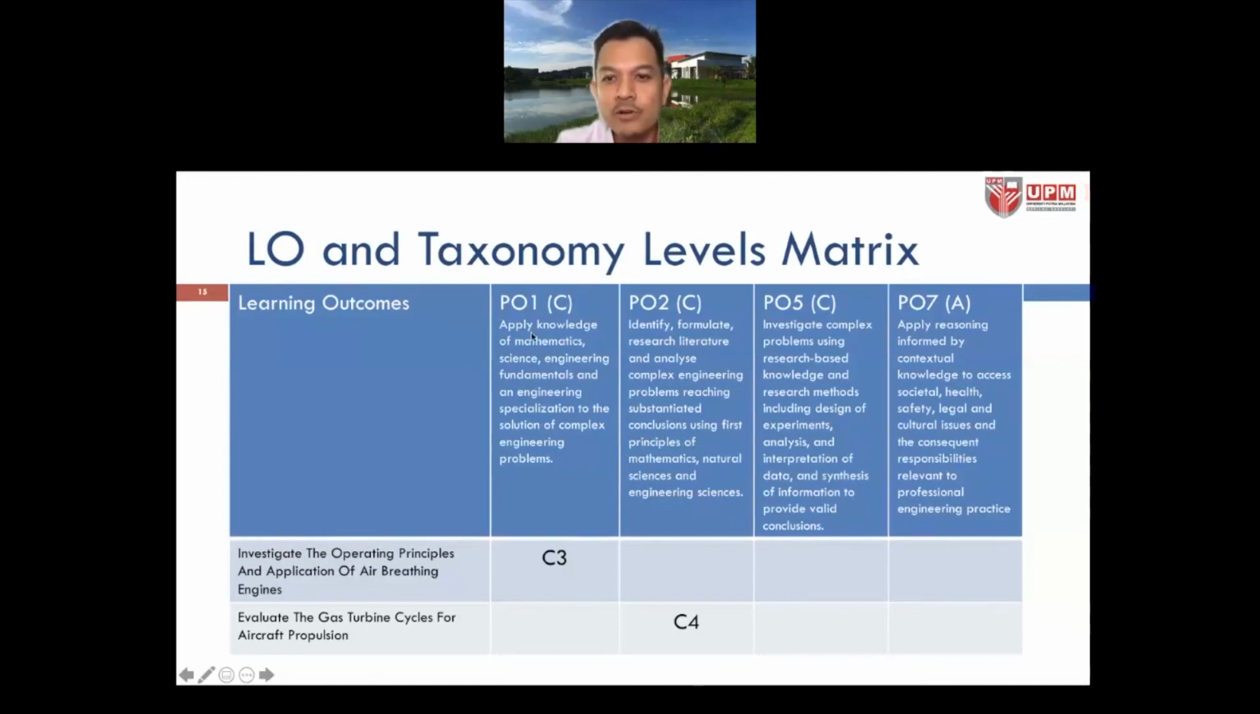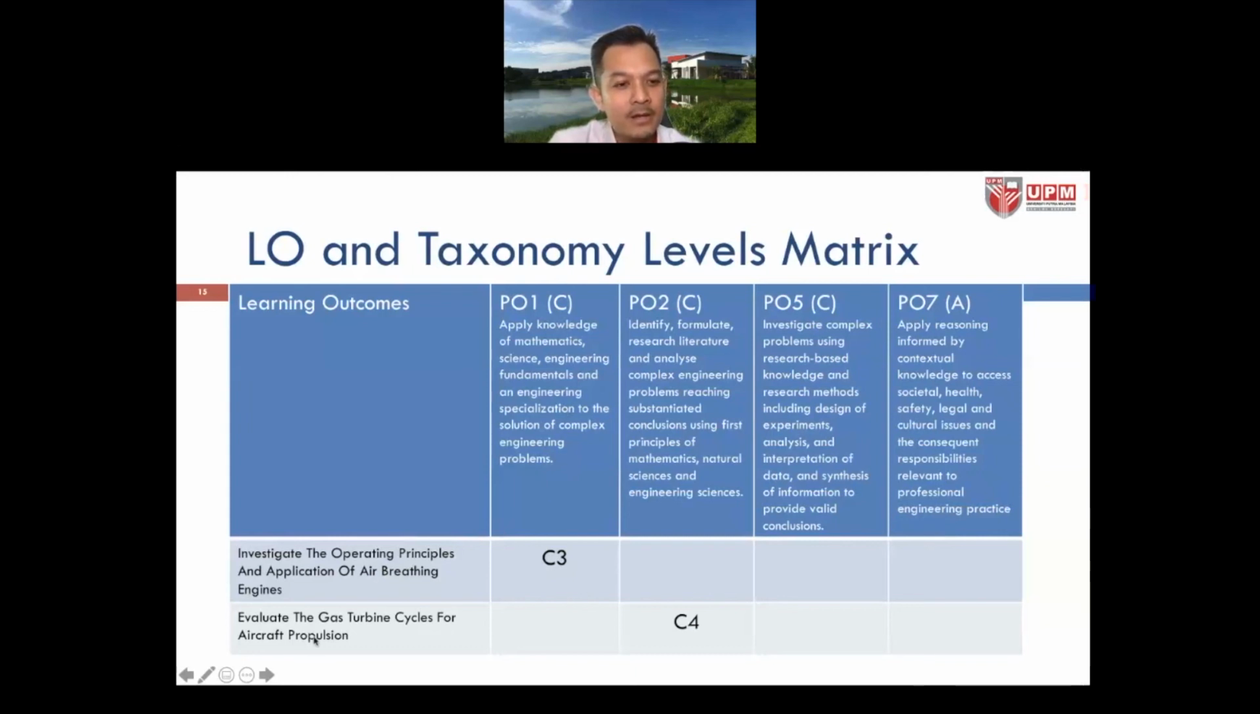But you do not have to worry about those program outcomes because they are mapped to the course outcomes or course objectives, right? What you need to worry about is how you address the course outcomes. The first course outcome is you need to be able to investigate the operating principles and application of air breathing engines. This is mapped to PO1, meaning that if you can investigate the operating principles, you can understand the application of air breathing engines, how it works, you are already addressing PO1. Okay, that's how it works.